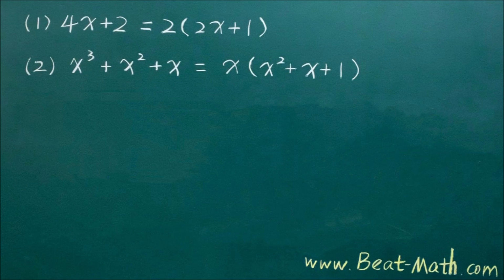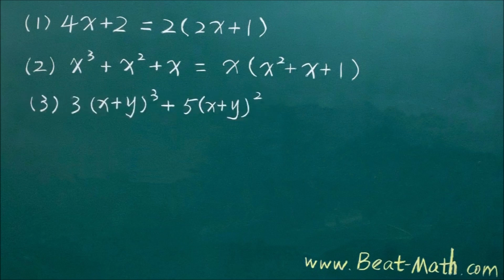Okay, let's try a little more complicated one, like this example. 3 times the quantity of x plus y cubed plus 5 times the quantity of x plus y squared. We can treat the quantity of x plus y as one unit. Then the lowest degree of this unit will be the greatest factor that can divide into both terms. In this case, that will be the quantity of x plus y squared.